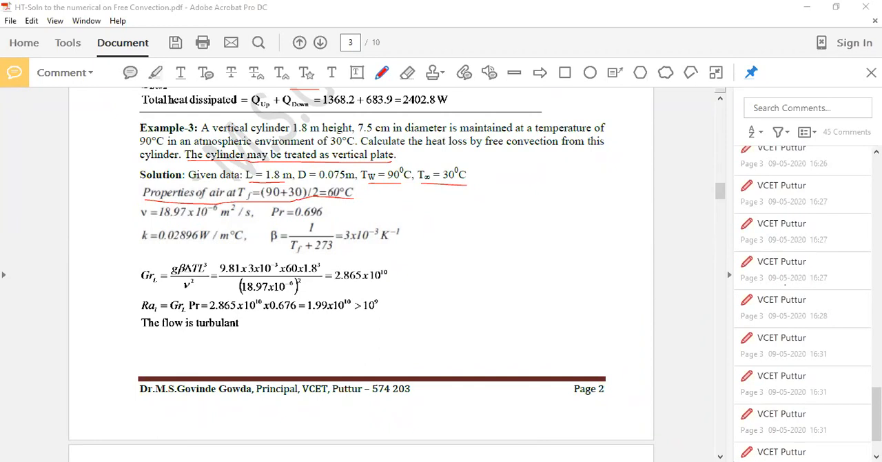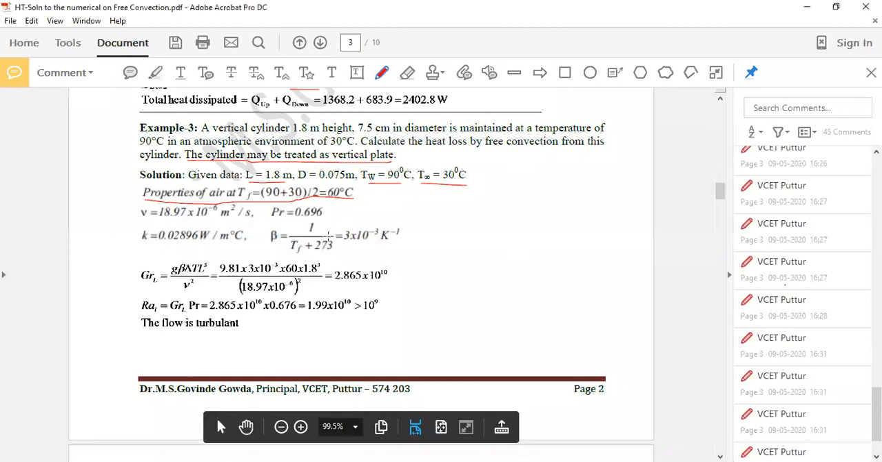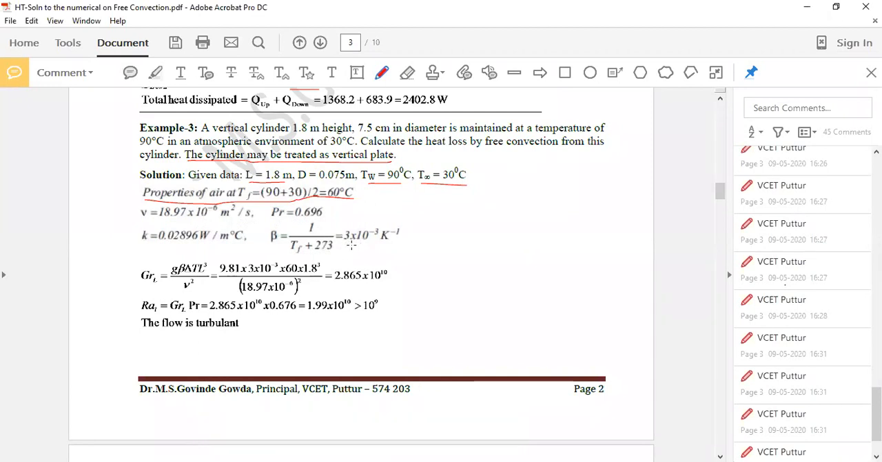For beta at 60 degrees, you can read directly from here. This is the value of beta for A. It comes out to 3 into 10 to the power of minus 3. You can observe here also, beta comes to be 3 into 10 to the power of minus 3. So the kinematic viscosity, Prandtl number, and thermal conductivity have all been read.